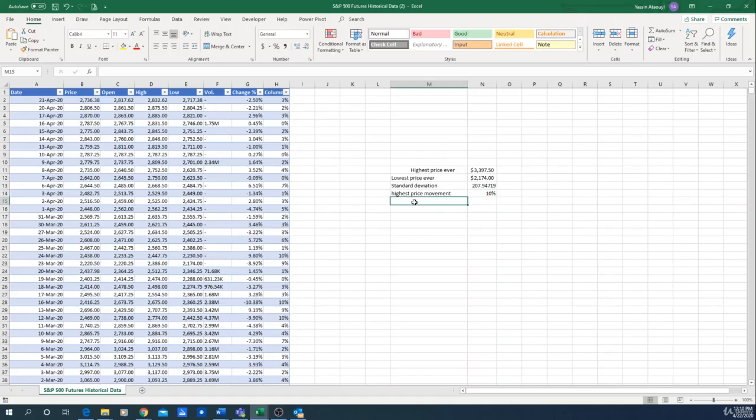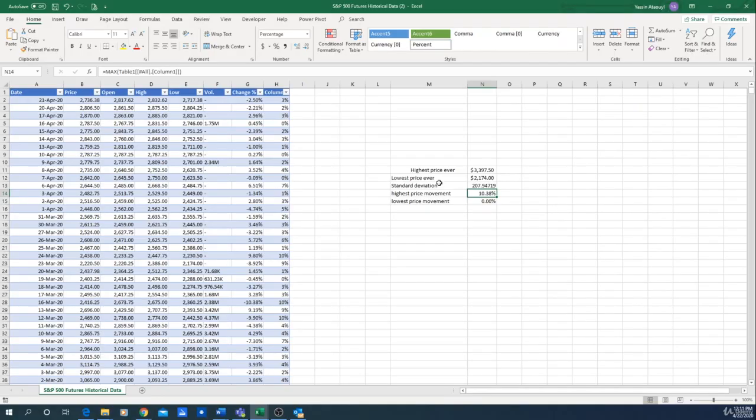So the next thing we want to ask ourselves, what's the lowest price movement? And we will do the exact same thing here. So we'll simply use the formula min. So we have our max. Right now it's time to calculate our min. So our min is, in this case, 0%. So as you can see, the highest price movement was around 10% in the past year, and the lowest was around 0%. So the price didn't even move.